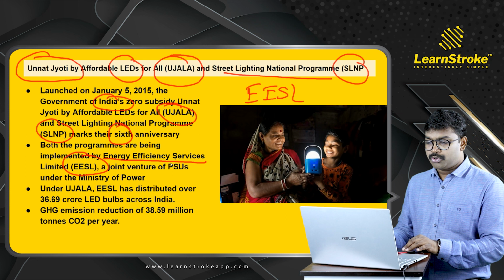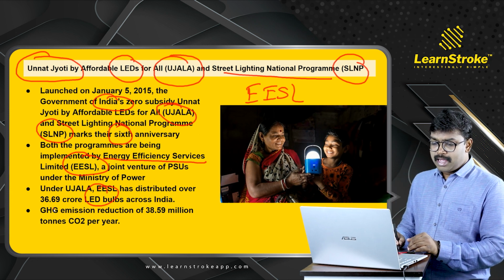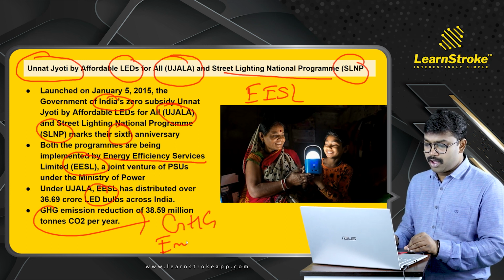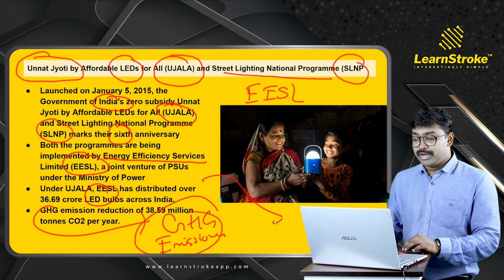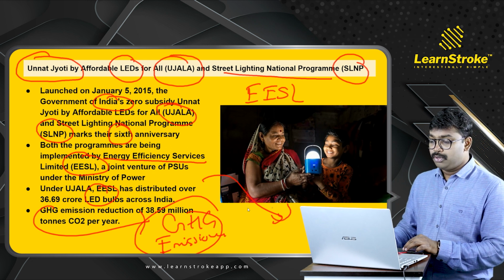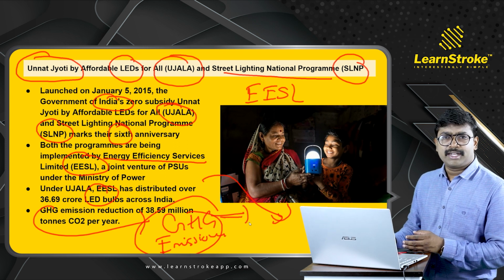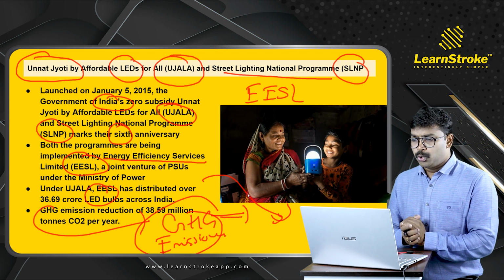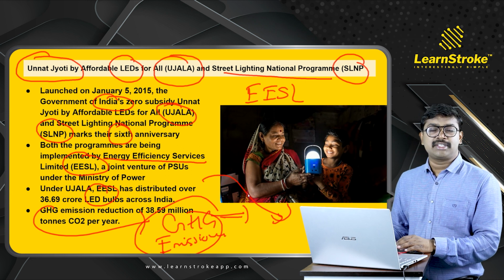So you should know these concepts clearly. A lot of LED bulbs and what is called emissions. GHG emissions are very, very important, because this is an important question. You can use it for the prelims as well as for the mains. Even in mains, you need to know about the GHG emissions, how such initiatives are helping to cut down GHG emissions in India. So know about Ujala, SLNP, and EESL, Energy Efficiency Services Limited.